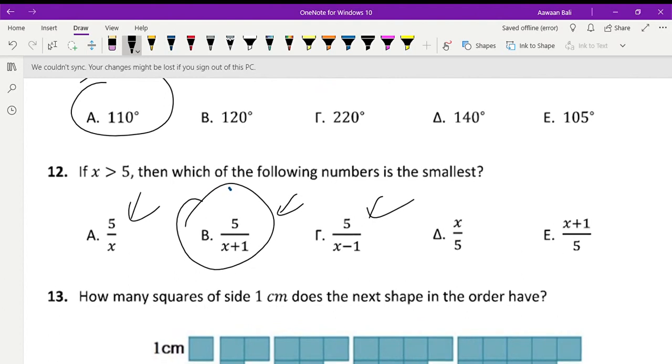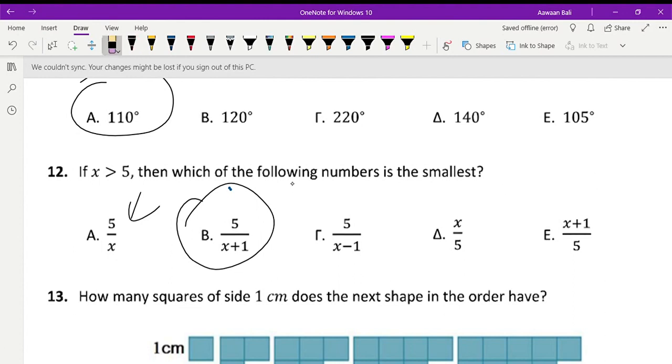And now it says that x is bigger than 5. So for delta, that means this is over 1. So this is so far the biggest. But then again, there's another bigger one because we have x plus 1. Now x plus 1 is basically bigger than 5 again, but even more bigger, so it would be even bigger still, and beta would be the smallest.